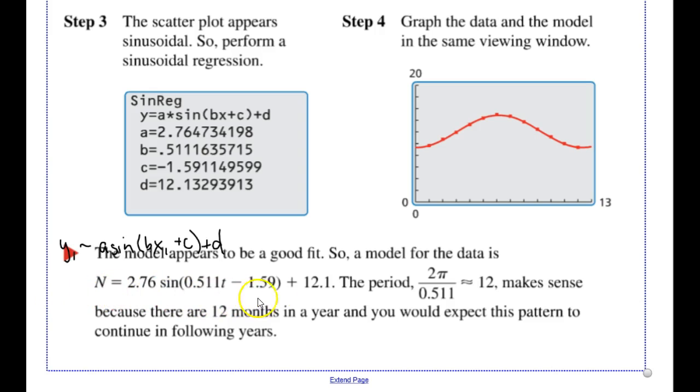I'm going to write out my equation, which is 2.76 sine of 0.51 t minus 1.59, plus 12.1. The period, which is 2 pi divided by this b value, 0.511, is approximately 12. This makes sense because there are 12 months in a year, and I would expect the pattern to continue year after year, pretty similarly. So the period makes sense once we found it from the equation that we wrote.